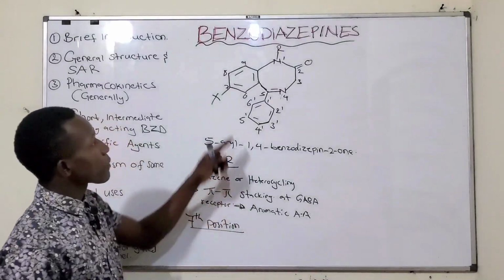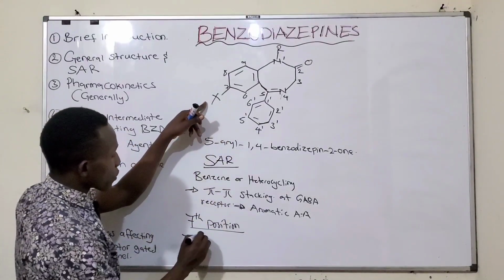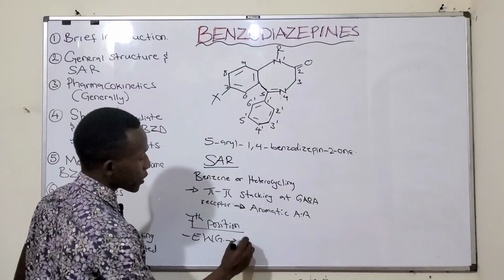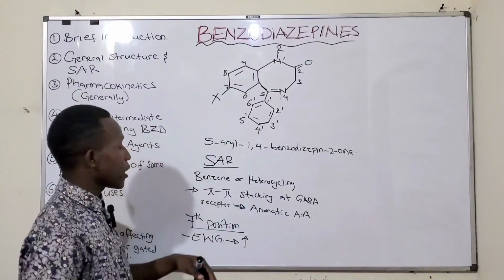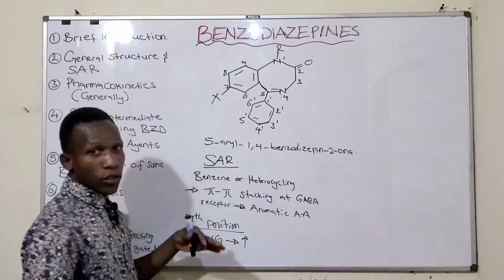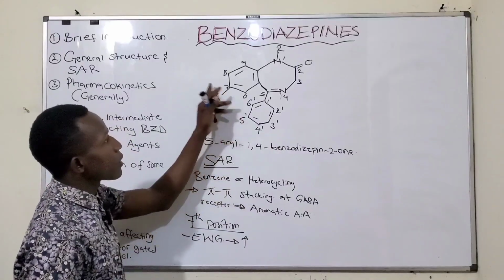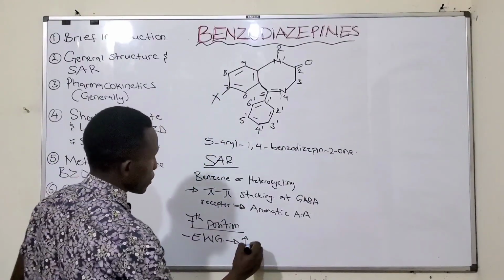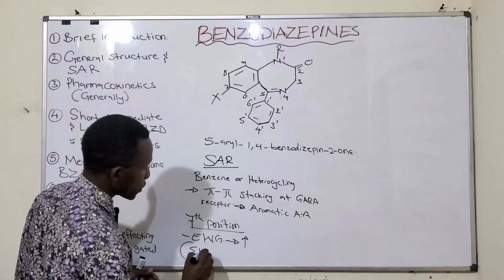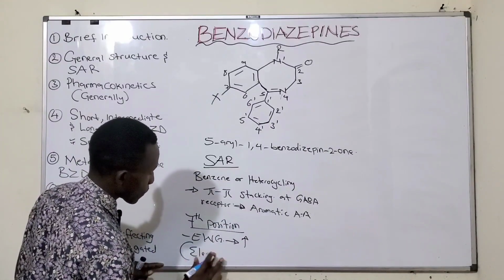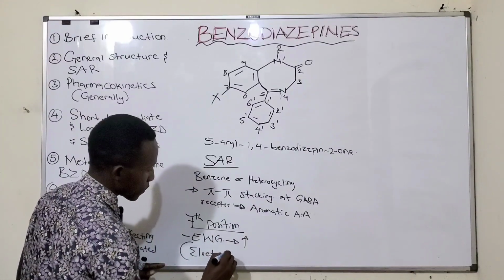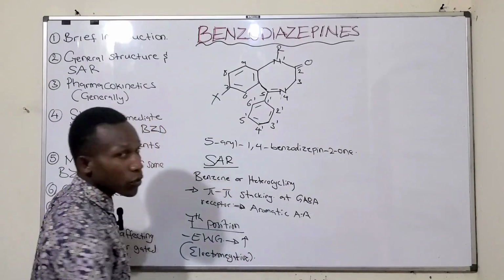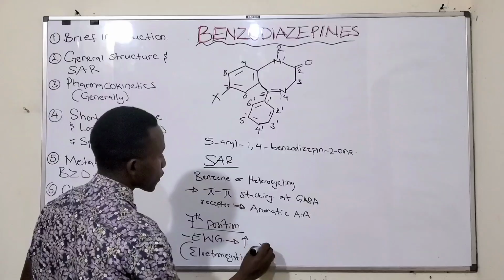these benzodiazepines, addition of an electron withdrawing group increases the activity. So the more electronegative the substrate is, the more activity of the drug. Electron withdrawing or electronegative. The more electronegative, the more activity of that drug.